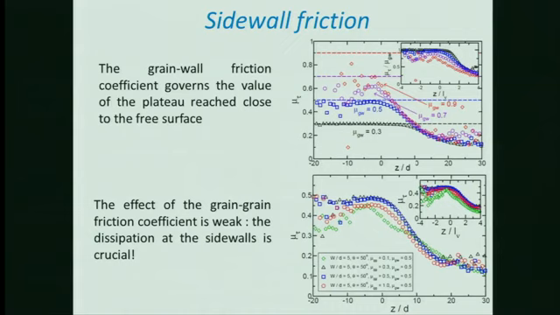So if I continue on the sidewall frictions, we can also vary the grain-wall friction. We can see that in any case, it always saturates in the flowing part to the value of this microscopic grain-wall friction. And the effect of the grain-grain friction is very weak too. So it confirms what I said before. It's mainly the grain-wall friction which is important.